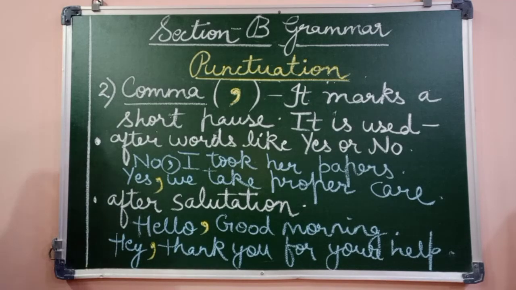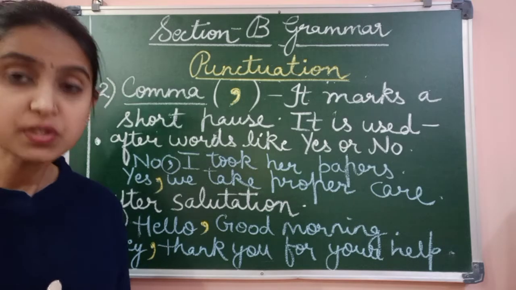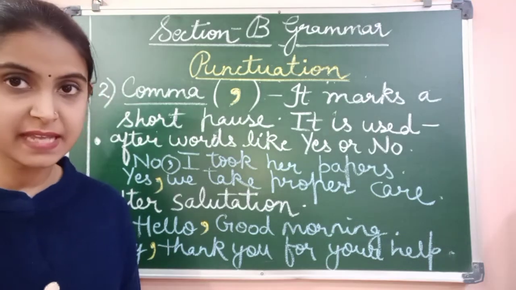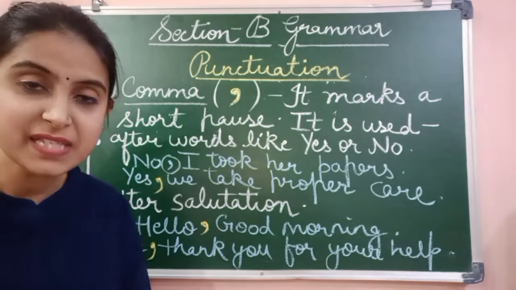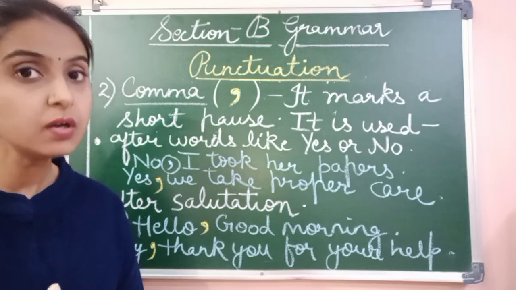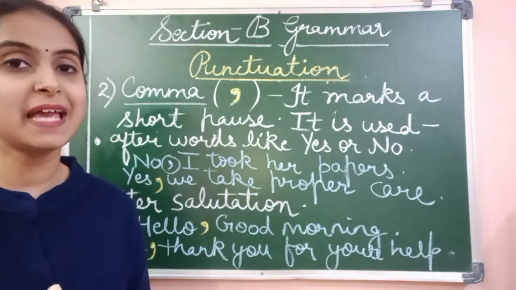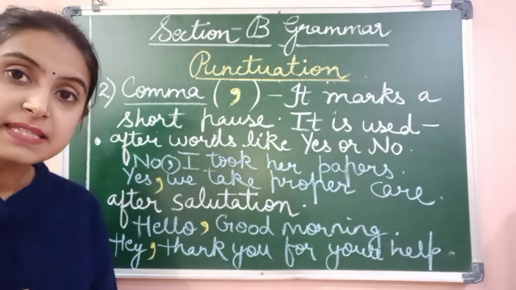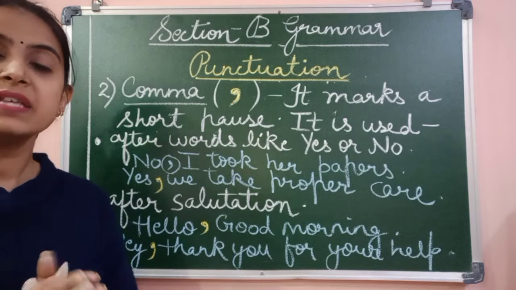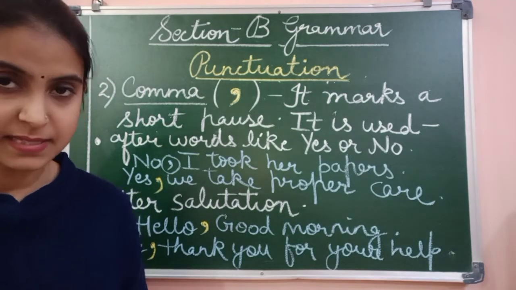Alright, so we have talked about 4 points, children, after which we use a comma. Number 1, a comma is used to separate words or phrases in a sentence. Second, we learned that a comma is used when we address any person by his or her name. Third point, we read that a comma is used after words like yes or no. And then we read that a comma is also used after salutations. Okay, so a comma is basically the punctuation mark that is used to give small pauses in a sentence.